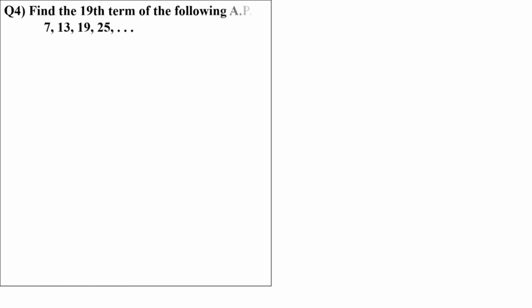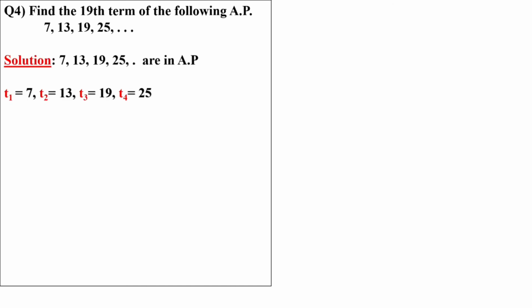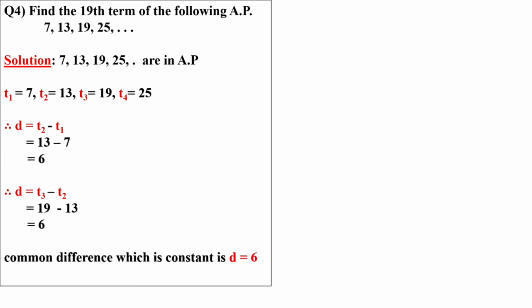Understood? Now question number 4. Find the 19th term of the following AP. The sequence given is 7, 13, 19 and 25. So here again we will find the difference. The difference we get is 6. I told you to solve two sums at least to get the difference d. The common difference, which is constant, is d equal to 6.